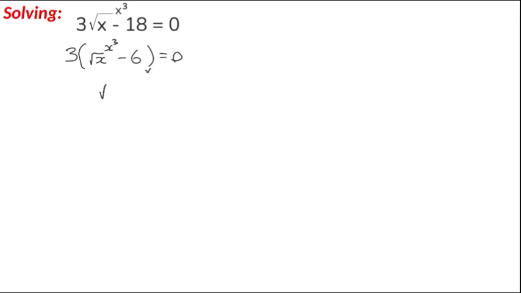We can get the square root of x to the power of x cubed. Bring over your 6 and change the sign and we will get plus 6. Our next step will be to square both sides. Put a 2 here and a 2 over here.